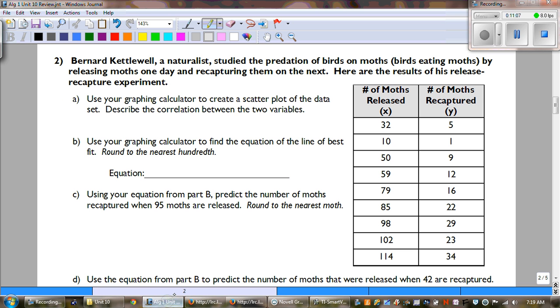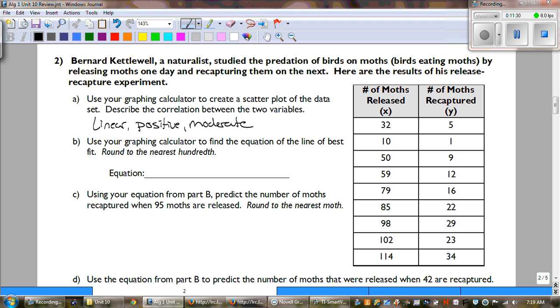Okay, so we would say, describe the correlation between the variables. Let's see, so it's linear. We said that it's positive and that it's moderate.